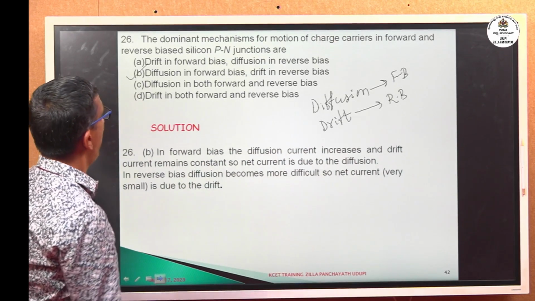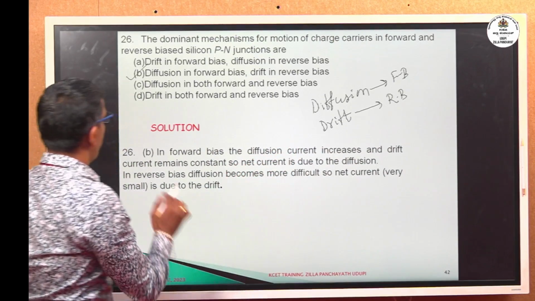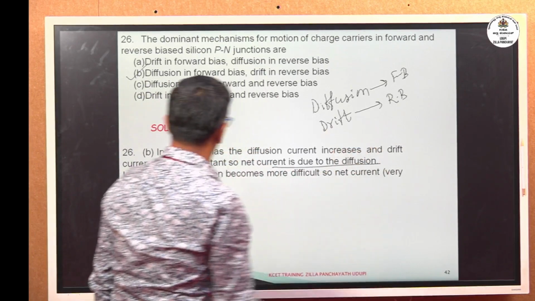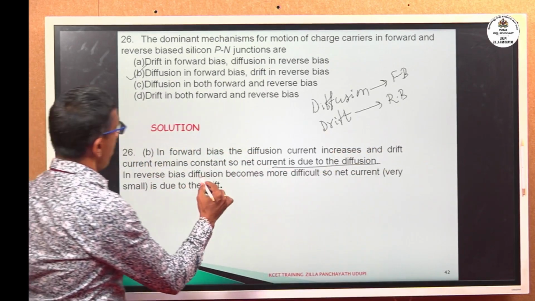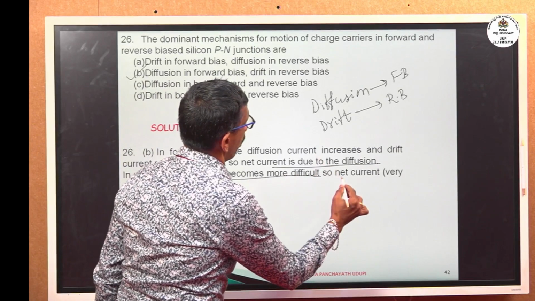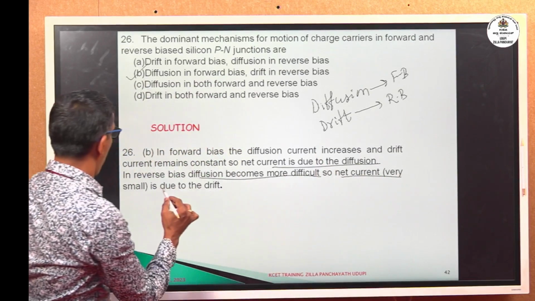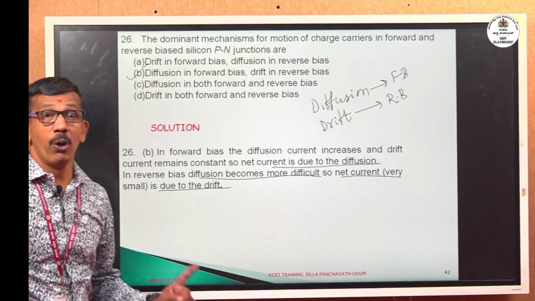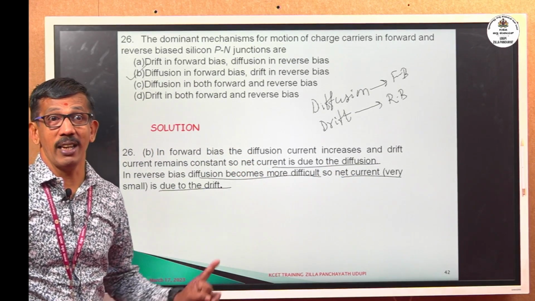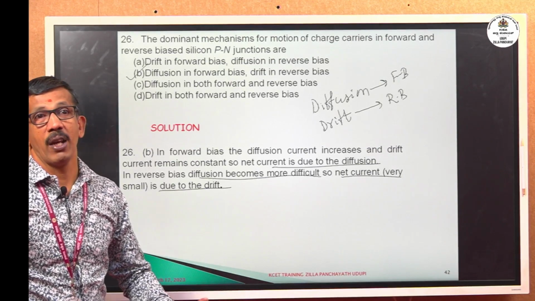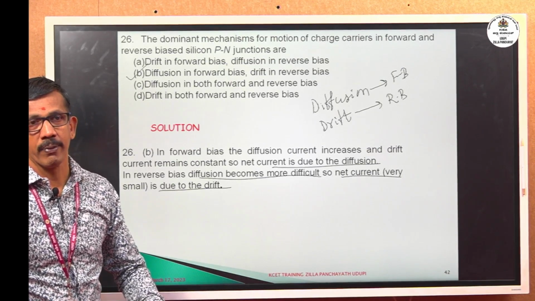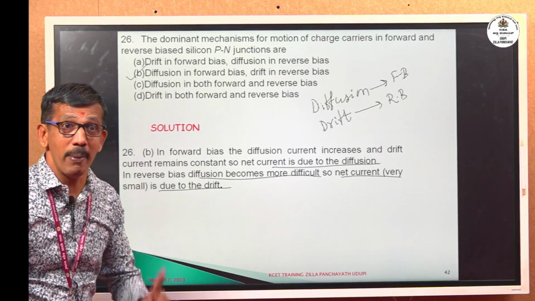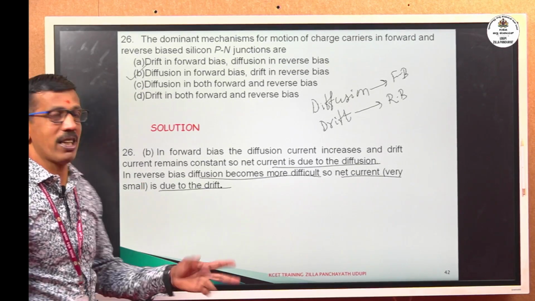In forward bias, the diffusion current increases and drift current remains constant. So net current is due to diffusion. In reverse bias, diffusion becomes more difficult. So net current is very small due to drifting of minority carriers. So diffusion is the dominant process in forward bias, resulting in the net current. Drifting of minority carriers is the dominant mechanism during reverse bias.